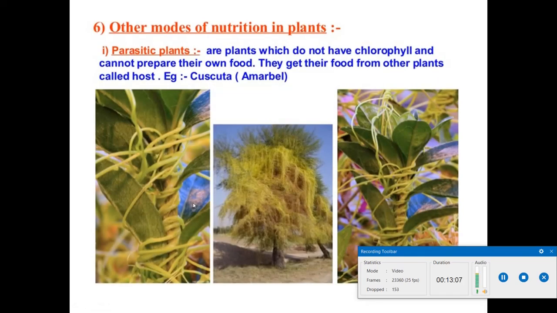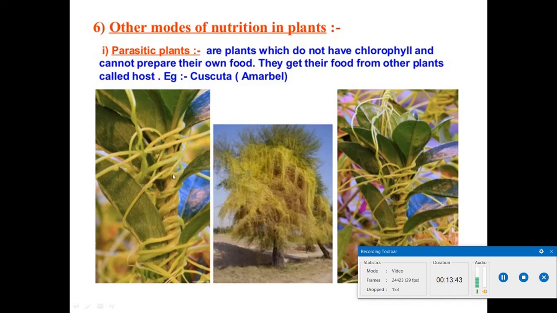So, till now we have learnt about autotrophic nutrition. Now we are going to learn about heterotrophic nutrition in plants. The other mode of nutrition in plants is heterotrophic in nature. You might have seen some non-green plants. If a plant is not green in color, it does not have the chlorophyll pigment. Then how does it prepare food? Let us see now.